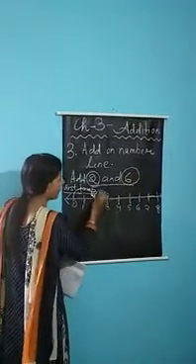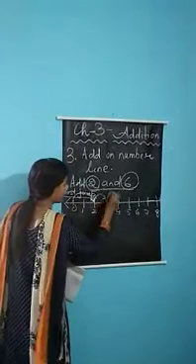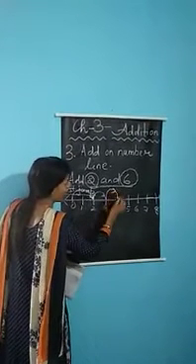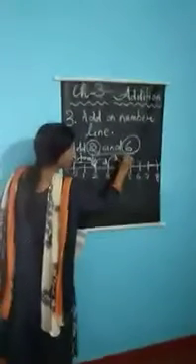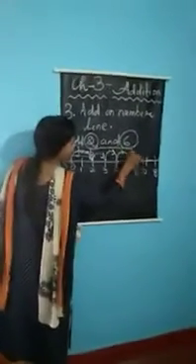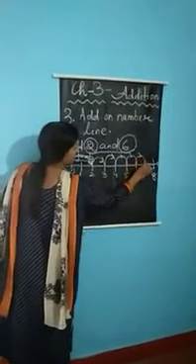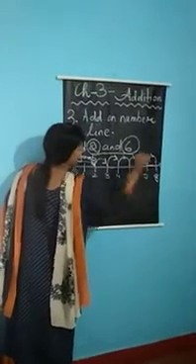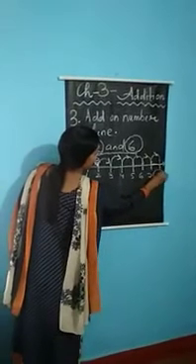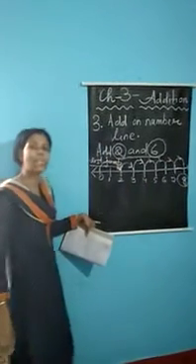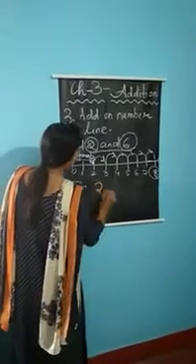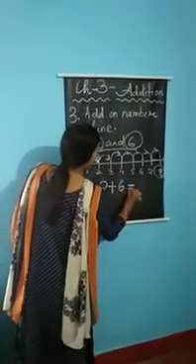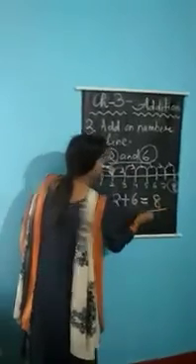Keep giving the arrows. It will show us in which direction you are moving. Arrow is a must. Then 1, 2, 3 steps, 4 steps, 5 steps, and then the 6th step. You reached 8. So your 2 plus 6 is equal to 8.